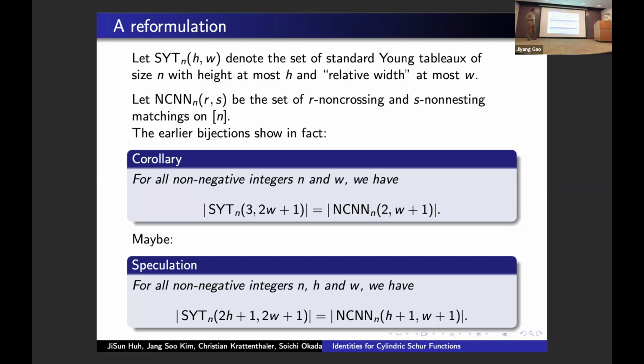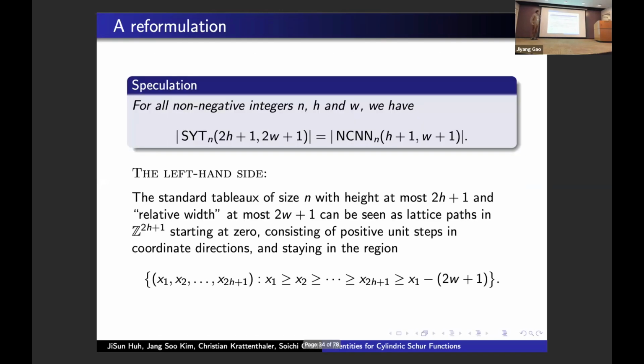How do you prove it? One thing that I could see, namely, I could find a formula for the left-hand side and for the right-hand side. And I briefly explain this. For the left-hand side, it's very easy to see that these standard Young tableaux can be translated into paths in 2h plus 1 dimensional space. So lattice paths, and they consist of positive unit steps in coordinate directions, and they stay in this region that you see here.